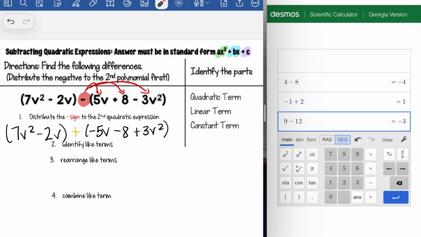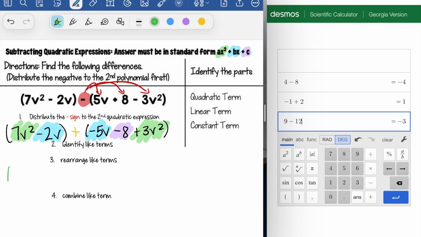All right, so let's identify our like terms. My two quadratic terms would be 7v squared and positive 3v squared. My linear terms would be negative 2v and negative 5v. And I only have one constant term this time, which is negative 8. So we're going to rearrange them so that they're side by side. So I have 7v squared plus 3v squared, and we're adding it to negative 2v minus 5v, and we're adding that to a negative 8.